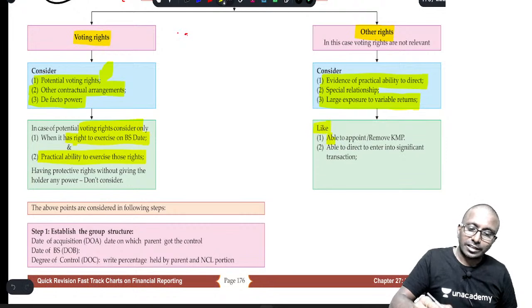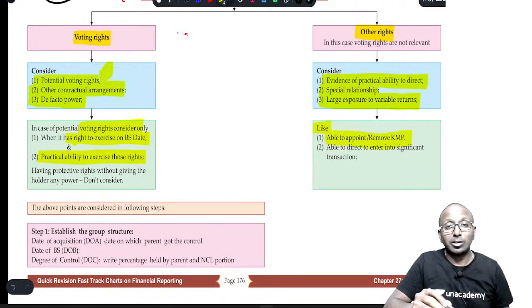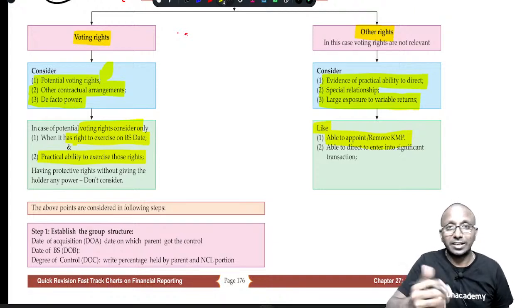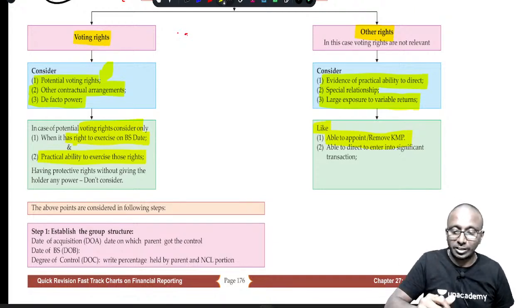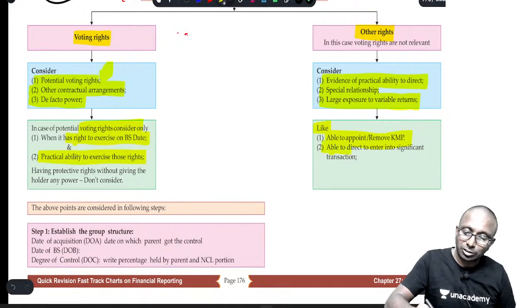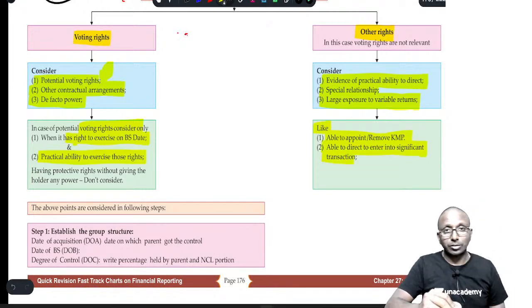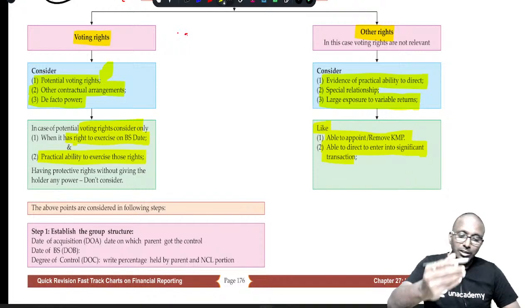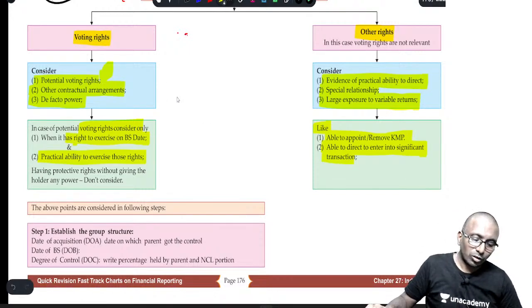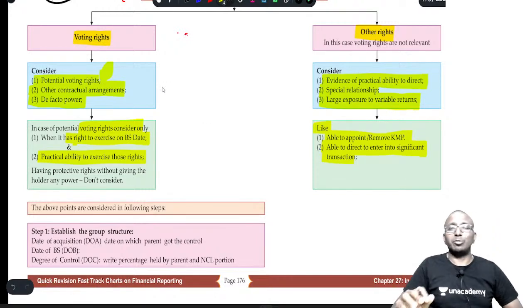Next, there are other rights, such as the ability to appoint or reappoint the key managerial personnel, because of an arrangement or special relationship, could be any reason. Being able to direct the entity to enter into a significant transaction. These are all some examples. When we go further down, we'll be able to understand.